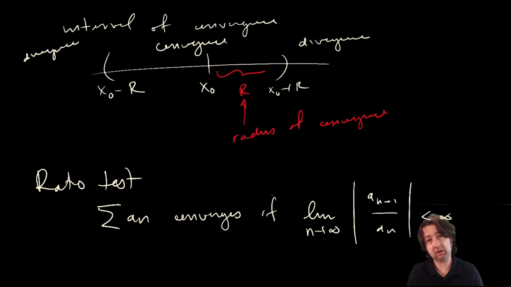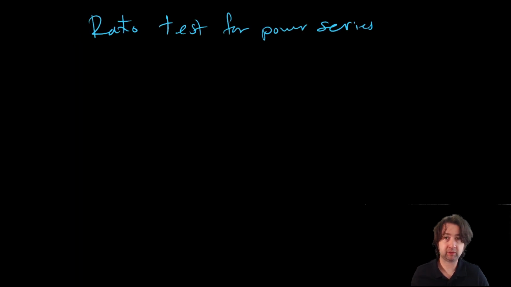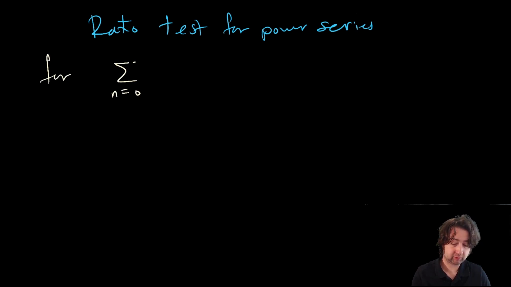So we can take this idea and we can actually make it into a power series version, the way that it shows up in the book, in the following modification. The modification of the ratio test that we use for power series looks like this. For the series n equals 0 to infinity of a_n (x minus x_0)^n, we compute the following limit.